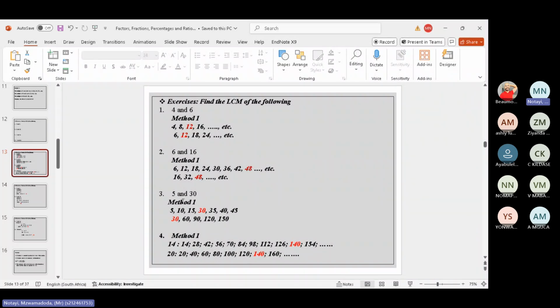Okay, the third one, the lowest common multiple of 5 and 30. So 5, 10, 15, 20, 25, 30, 35, 40, 45. And then for 30, we have 30, 60, 90, 120, 150, and so on. And then the lowest common one of them is 30. Therefore, 30 is the lowest common multiple of 5 and 30.